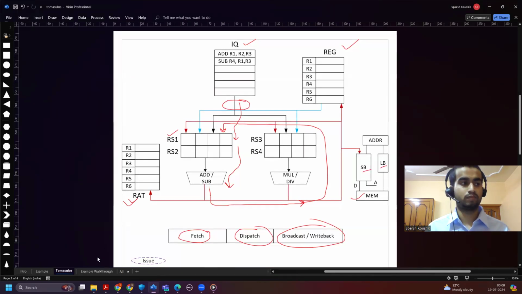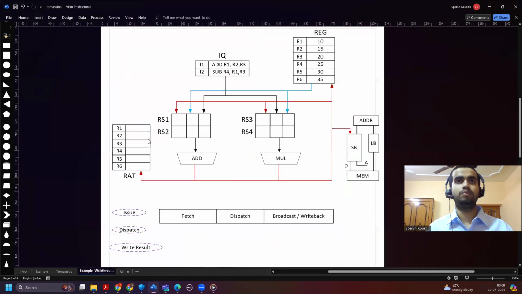Let us understand this further using an example. Let us take the instructions I1 and I2. The I1 instruction is an add instruction, and we can issue this instruction straight away because the reservation station is empty. Issuing the add instruction, we have the two inputs R2 and R3. Before filling in the inputs for this instruction, we must check the RAT. We observe that the RAT entries for R2 and R3 are empty. So the values for R2 and R3 are present in the original register. The values of 15 and 20 are applicable here.